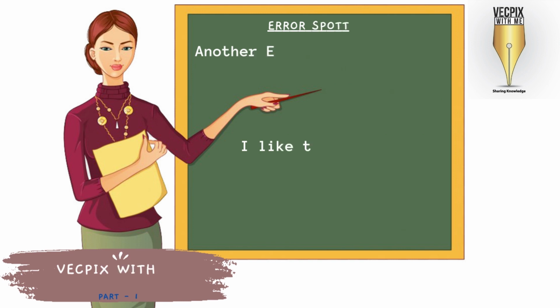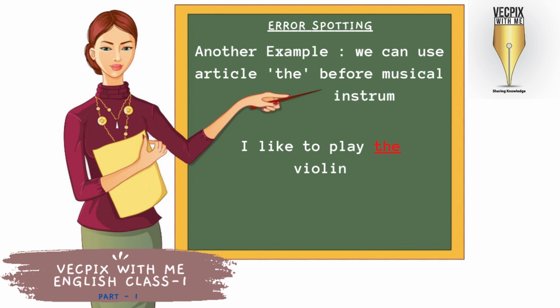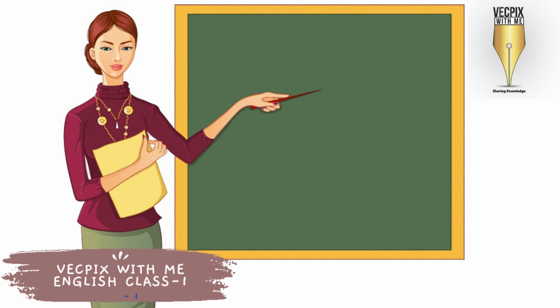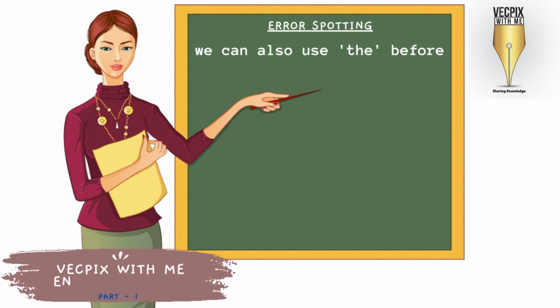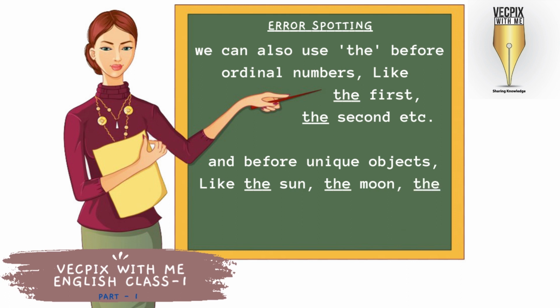Another example, we can use the article "the" before musical instruments. "I like to play the violin." And also use "the" before ordinal numbers like the first, the second, etc. And before unique objects like the sun, the moon, the earth, etc.